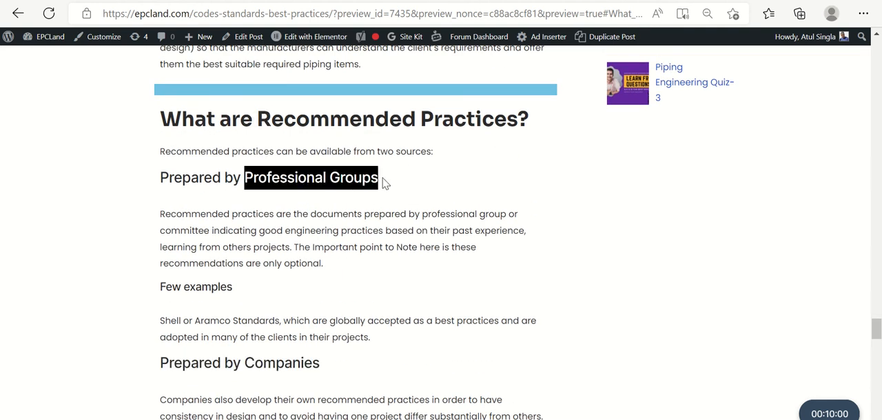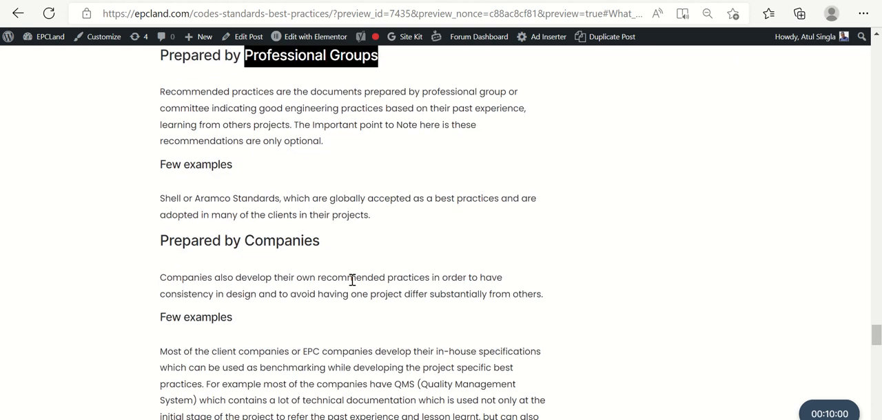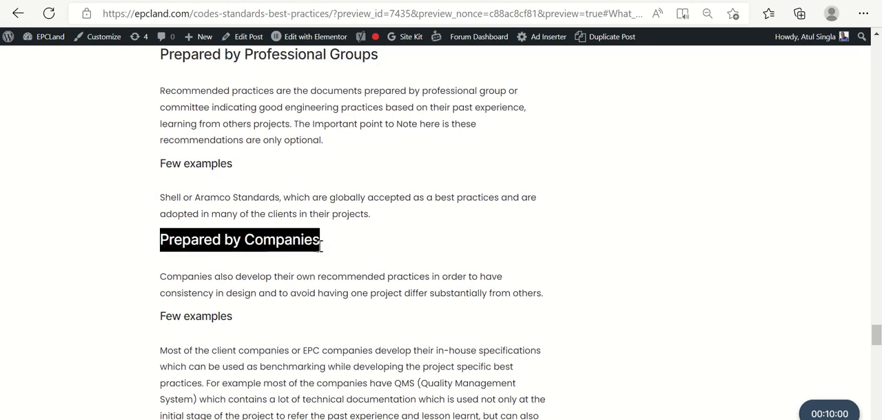So this is about recommended practices. These can be prepared by professional groups who have learned from their past experience, and by companies also.